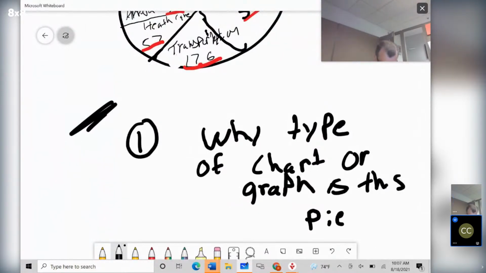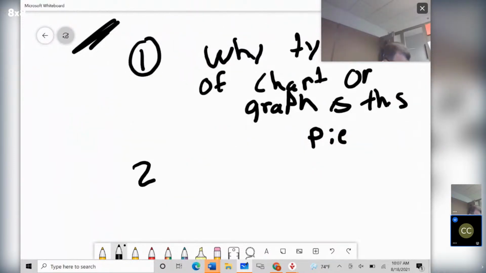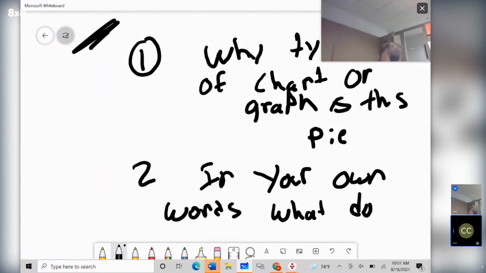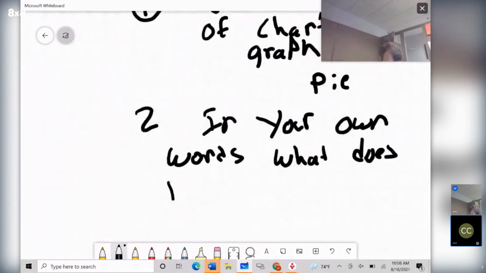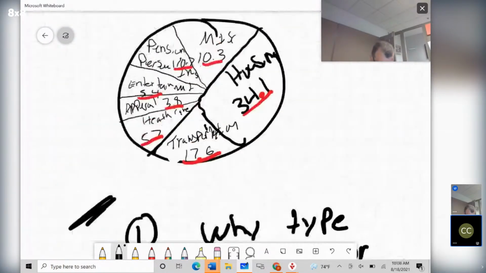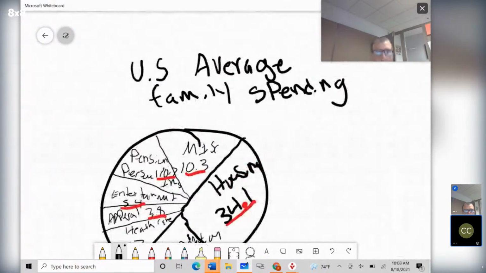Okay. Now the second question says, in your own words, what does this graph show? So if we go back up to the title, this graph shows U.S. average family spending. So however you want to say that, you could say that.